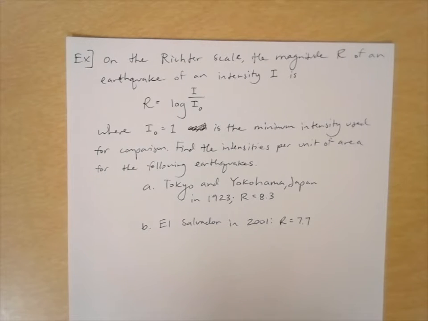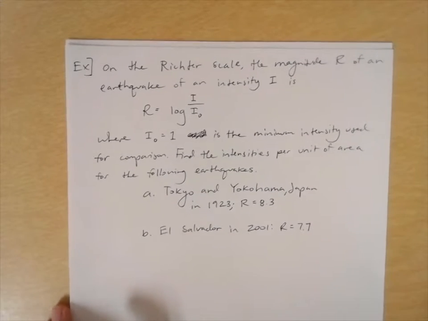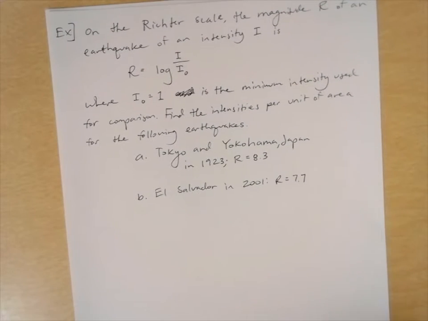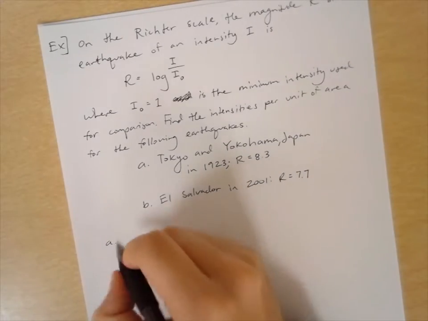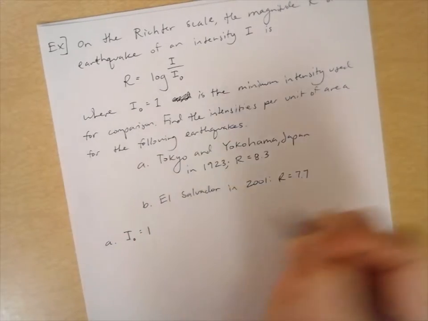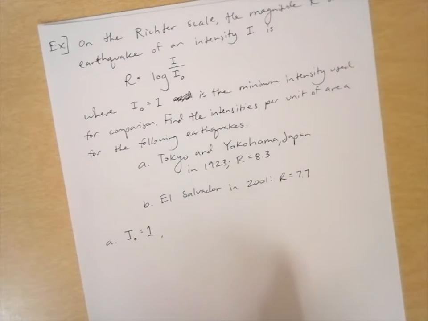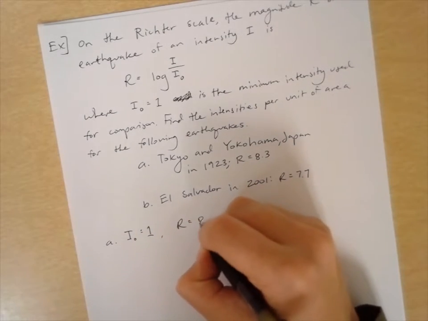So find the intensities per unit of area for the following earthquakes. Tokyo and Yokohama, Japan in 1923, where their scale was 8.3, and El Salvador in 2001 with a scale of 7.7. So let's start with the Japan earthquake. For part A, we're given I naught is 1, and R is 8.3.